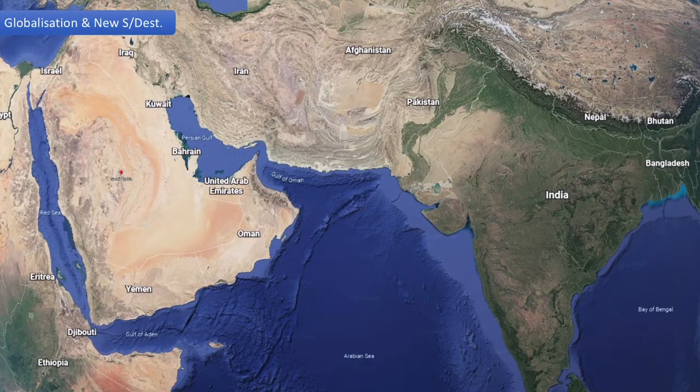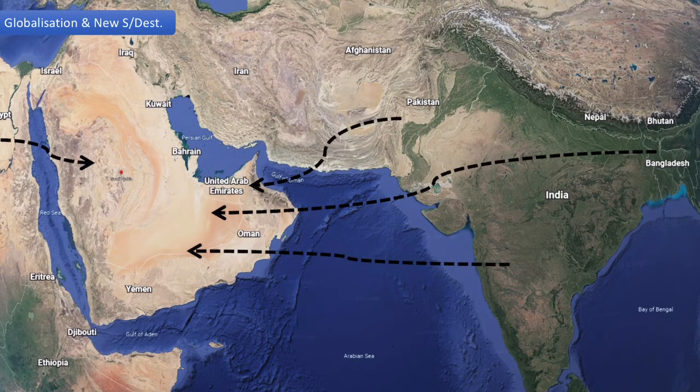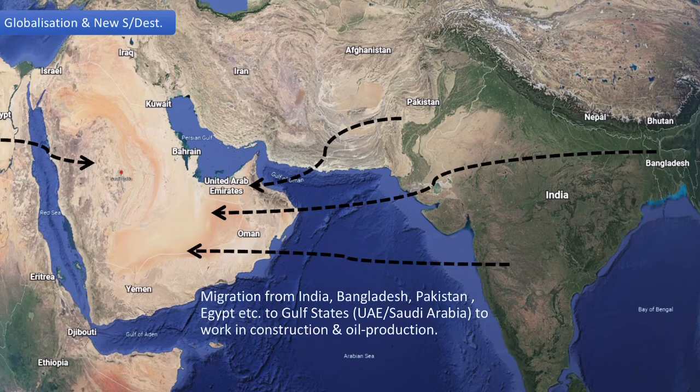We can see other examples on a more localized scale. So here we can see in Asia and Western Asia, there's lots of migration from countries like India, Bangladesh, Pakistan, but also Egypt to what we call the Gulf states, so the United Arab Emirates and Saudi Arabia. And this is often because in those countries there is a growing economy, so there are more jobs in construction and oil production.